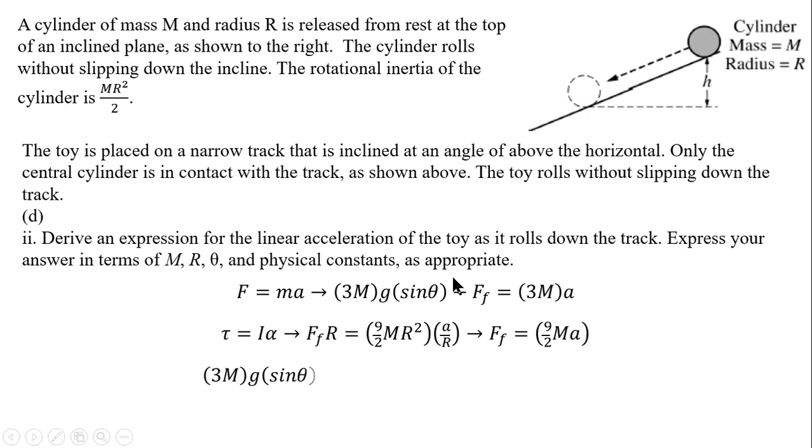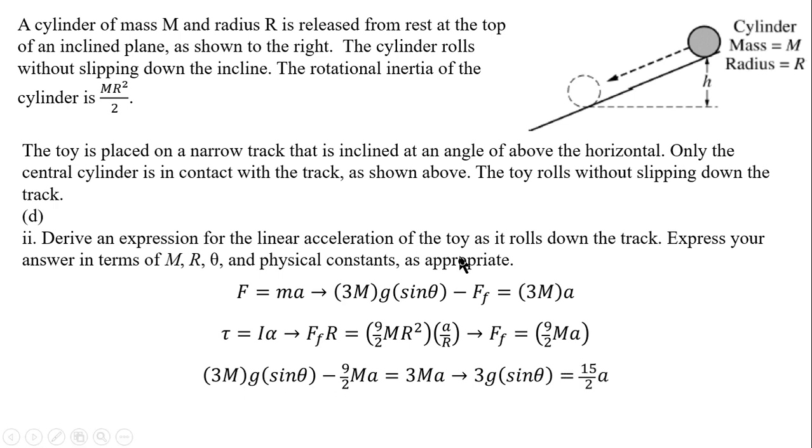Okay, so now 3mg sine theta, that's this right here, right? Minus, and now we've got force friction, which is this right here. Equals 3ma. Okay, what am I solving for again? A. That's right, I'm solving for a. So 3g, wait, where'd the m go? Well, there's an m in every term, right? So we get rid of that.